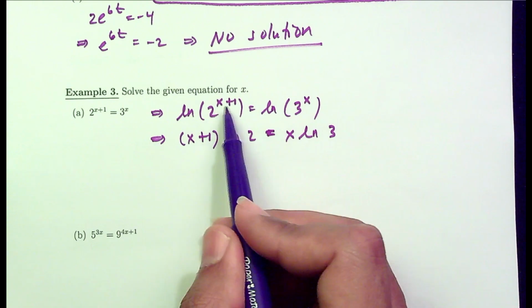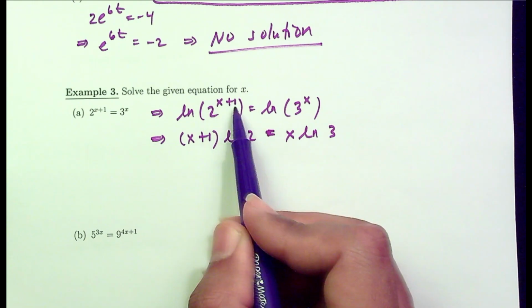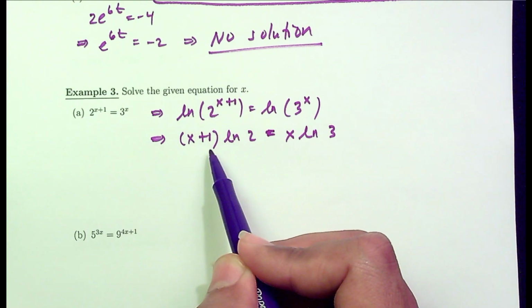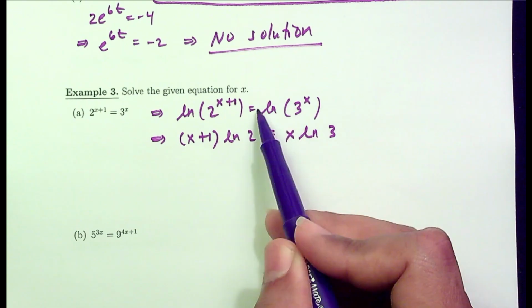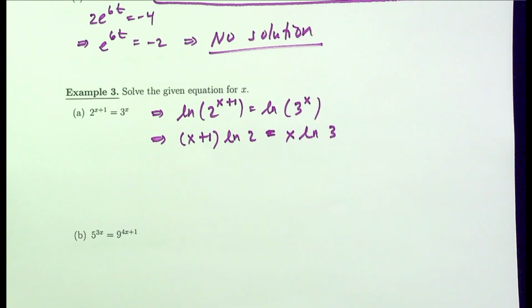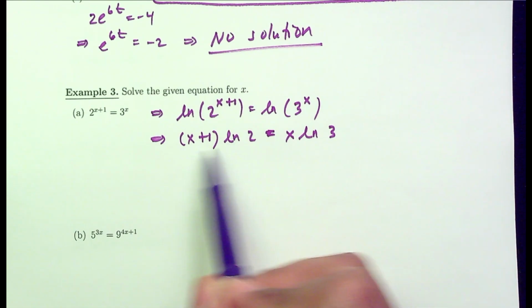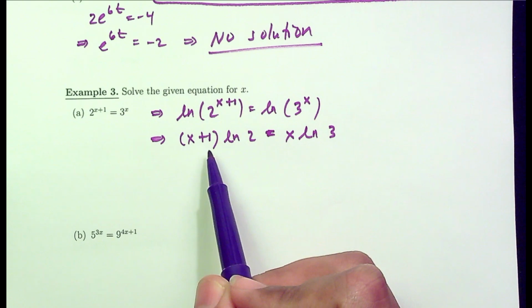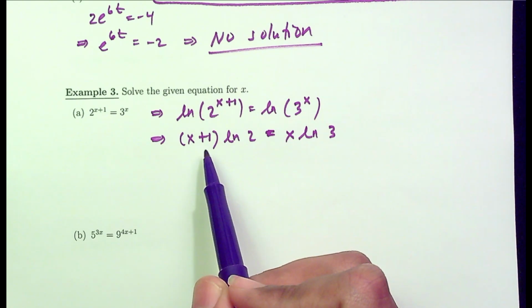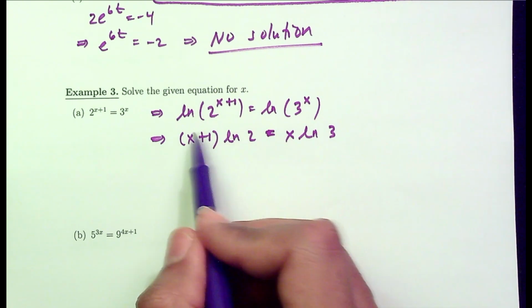Okay, now just move the exponents to the front. The x plus 1 is an exponent, moves to the front, and the x moves to the front. So x ln of 3. And now I want to solve for x, so I need to have all the x's on the same side. However, this x is inside these parentheses, so I need to get it out of there first thing. So I need to distribute this.